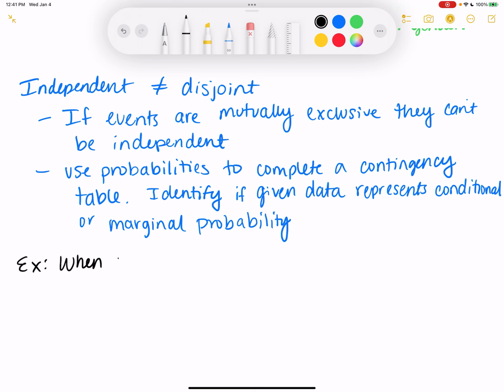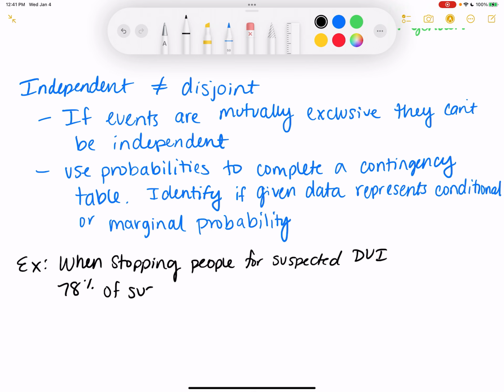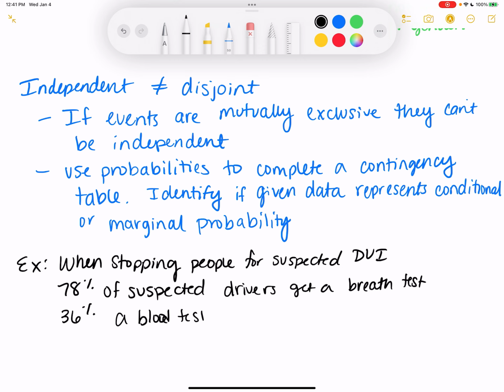When stopping people for a suspected DUI, 78% of suspected drivers get a breath test, 36% a blood test, and then 22% get both.